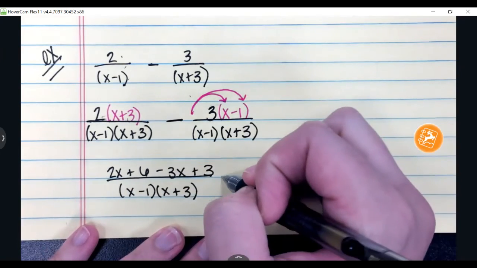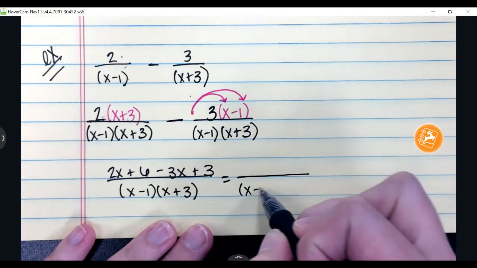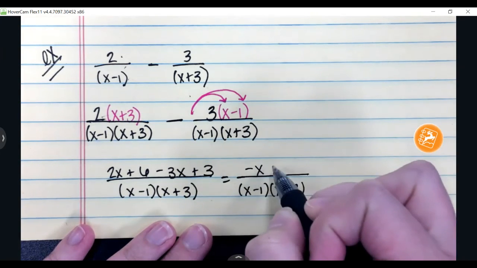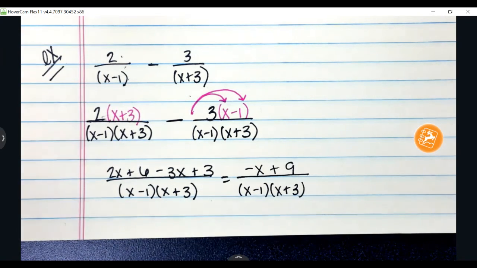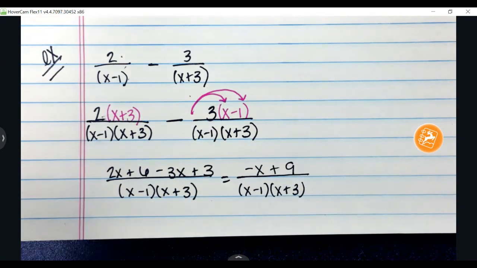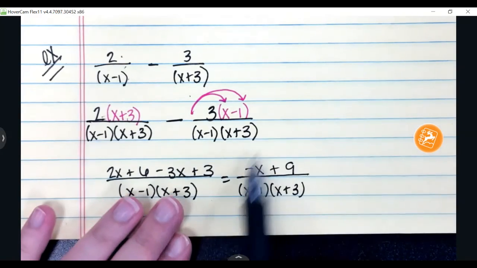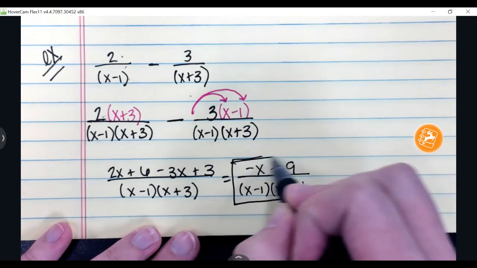Once we distribute, we can combine like terms. So on your paper, combine like terms. Can a negative x plus 9 be simplified? Not really, okay? And since there's nothing to cancel or cross out, this would be my final answer.